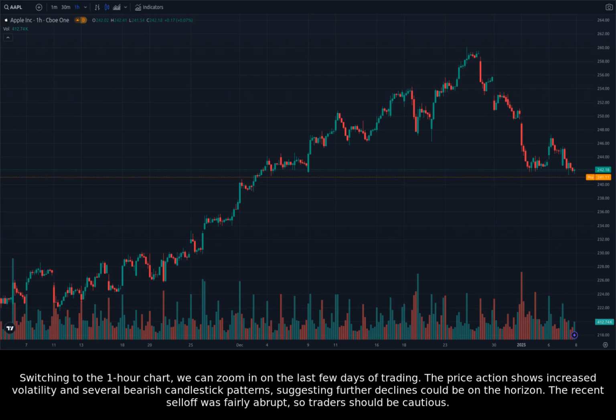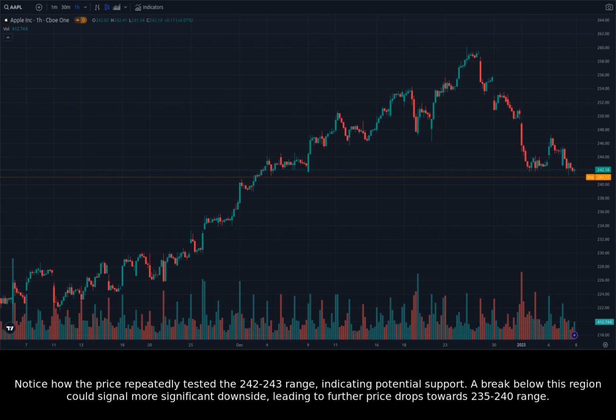Switching to the 1-hour chart, we can zoom in on the last few days of trading. The price action shows increased volatility and several bearish candlestick patterns, suggesting further declines could be on the horizon. The recent sell-off was fairly abrupt, so traders should be cautious.